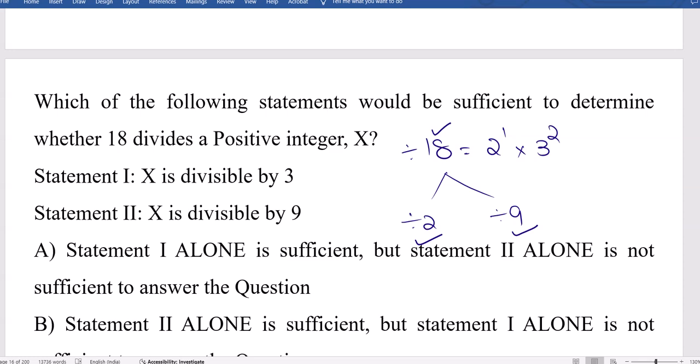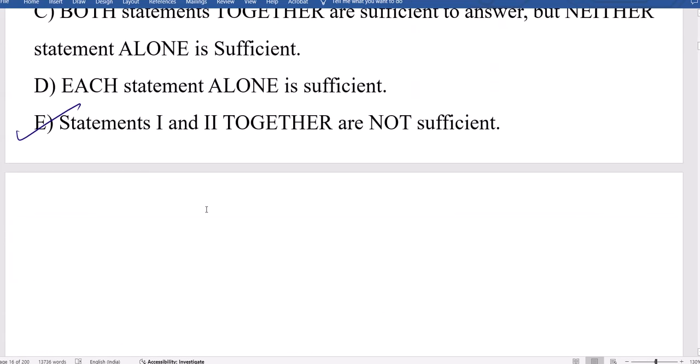You may argue for 36. Okay, 36 satisfied. But your question should be answered for all situations. We have to answer for all situations, not for one situation. Every situation we require. So put together not sufficient, please understand.